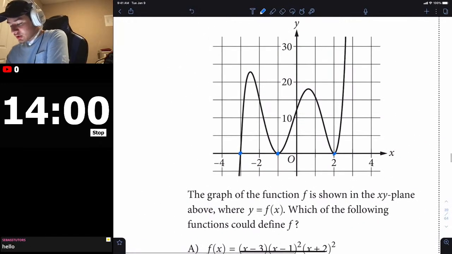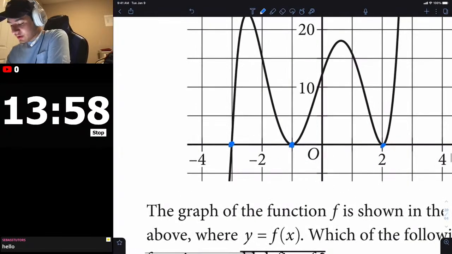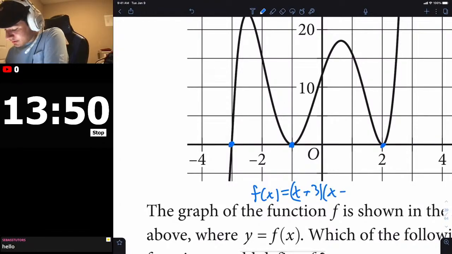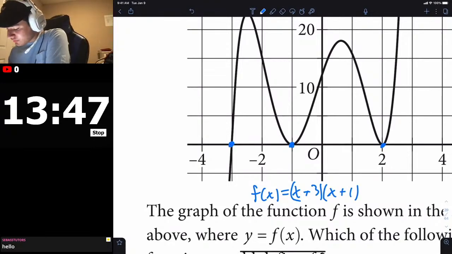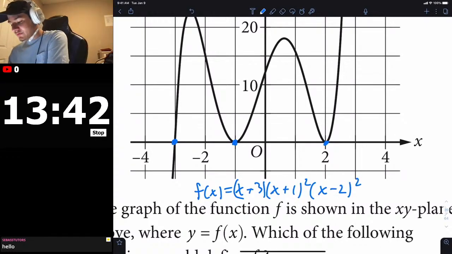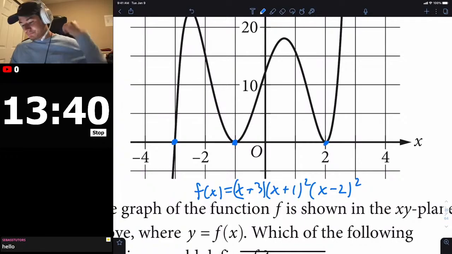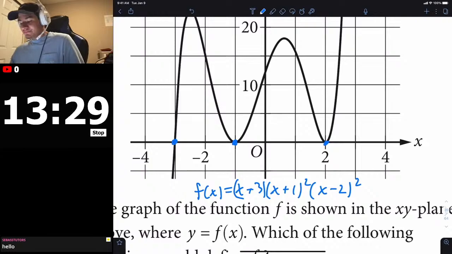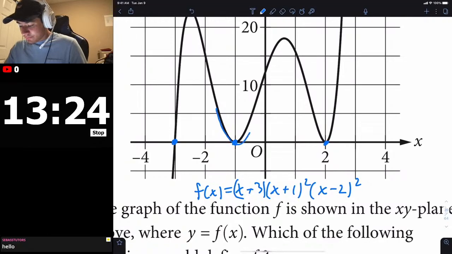So if I had to construct an equation on my own, I would go ahead and say that f of x is equal to x plus 3 times x minus 1, x plus 1, squared, times x minus 2 squared. And the reason some of these are squared and some are not is because when you have a polynomial that bounces off the x-axis like this, you have to square the factor because it's a double root. So that's why x minus 2 is squared, and x plus 1 is squared.